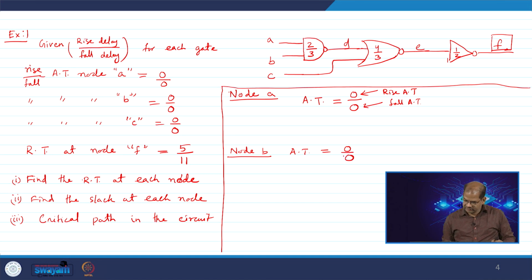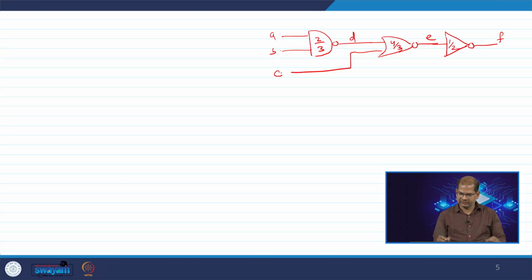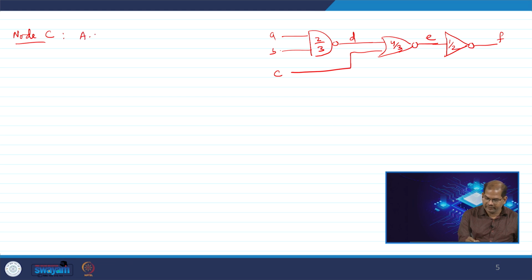Node C also the same thing. So, I will take to the next slide. Now, I have the same circuit. So, now I have to do it for the node C here. Node C arrival time, rise and fall is 0 by 0.